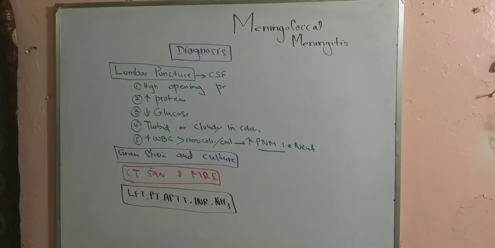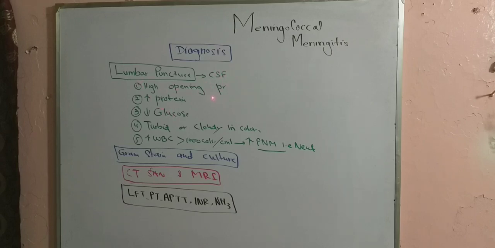Talking about how to diagnose these patients of meningococcal meningitis, obviously the clinical scenario is one of the most important entities of the diagnosis. And other than the clinical scenario, we go for the lumbar puncture, and we take out the CSF, which is turbid or cloudy or whitish in color in the majority of these cases.